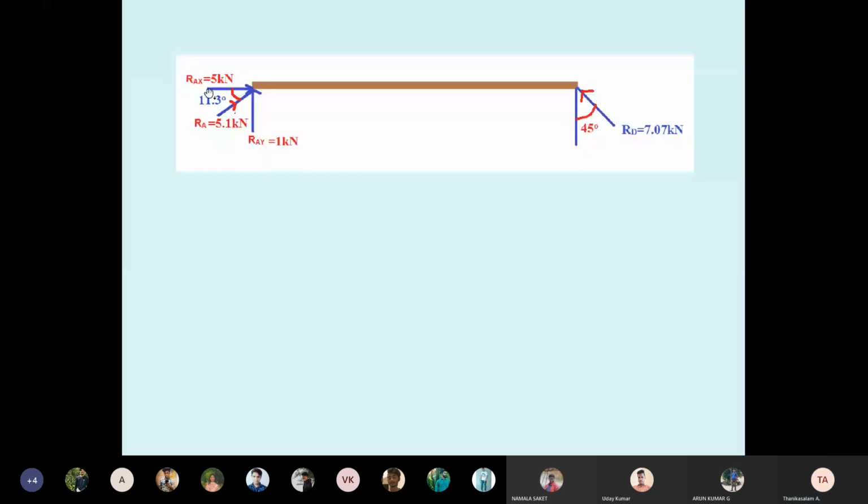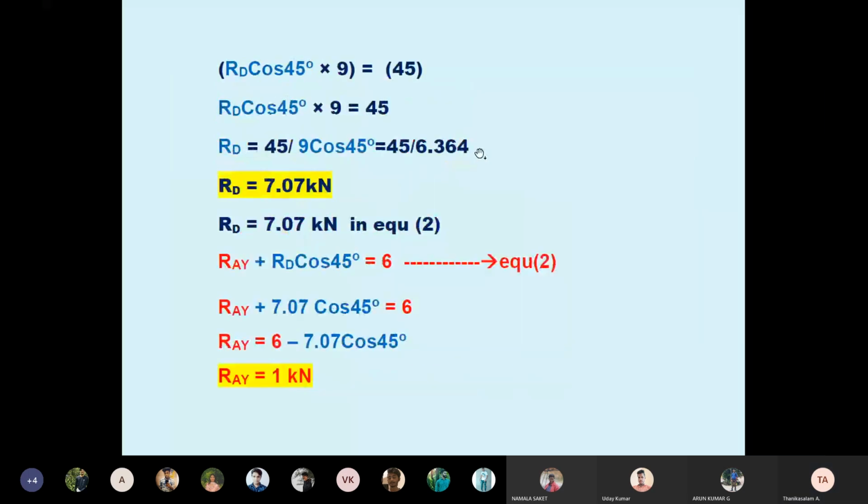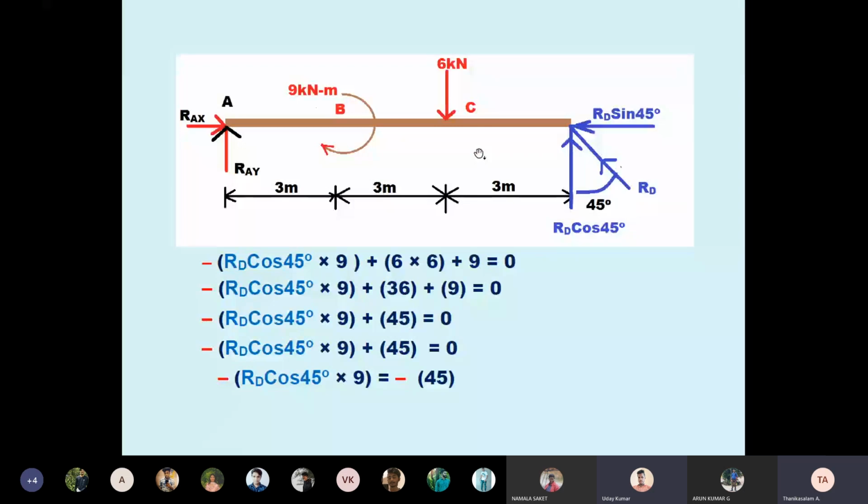See the diagram. Here RD we calculated. RD is 7.07. You can write RD cos 45 and RD sin 45 in the horizontal direction. No need. It's only a roller support, no? Okay. Uday Kumar, understand now? Yes, sir. Understand, sir. What do you understand? Tell me. From the figure you can tell me. Directly you can tell. Step by step you can tell me.